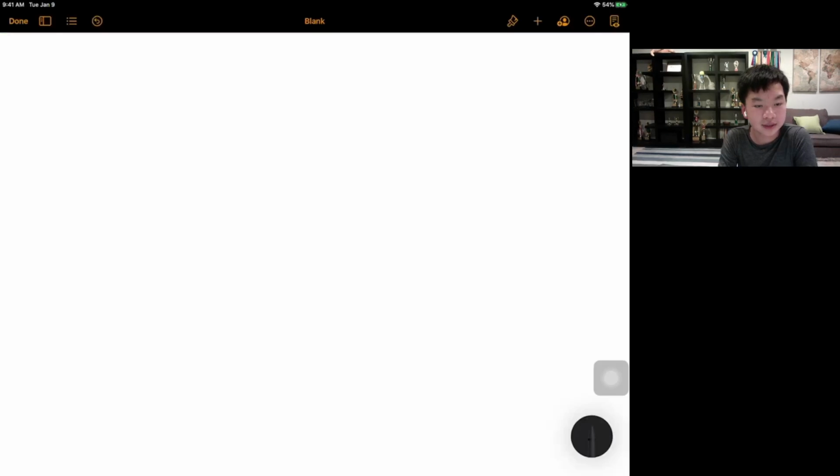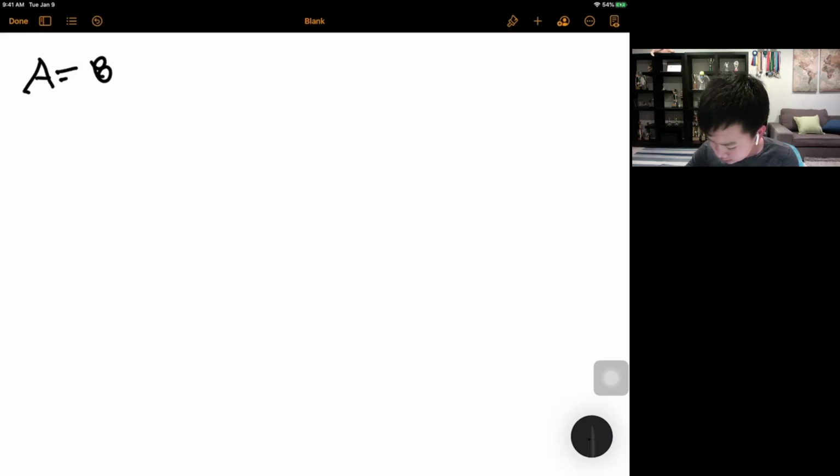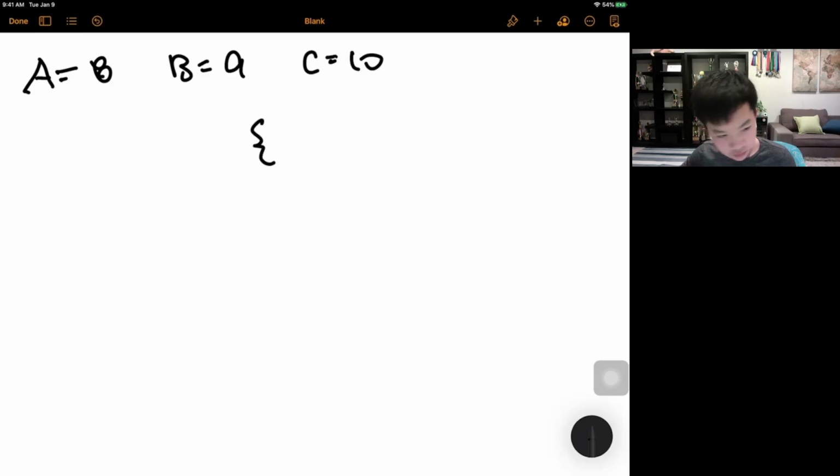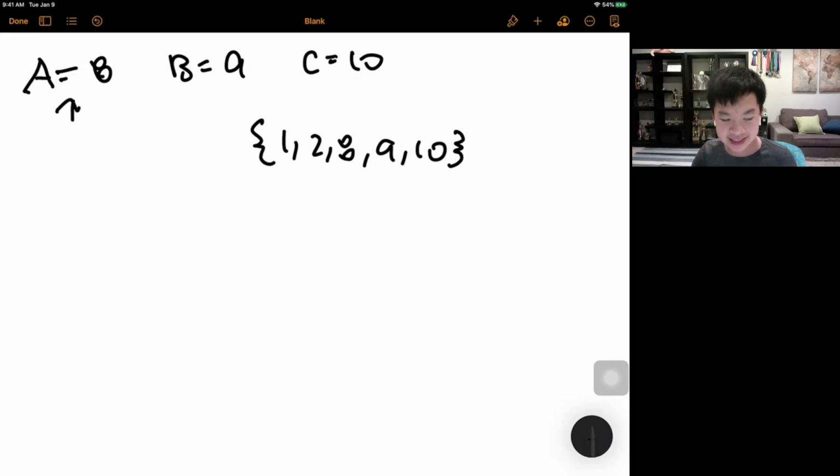Okay, so let's just put this out. We're given A equals 8, B equals 9, and C equals 10. And basically, our answers are 1, 2, 8, 9, and 10. And notice that each of these capacities is in the range from 1 to 20. Or actually, it can be from 0 to 20.